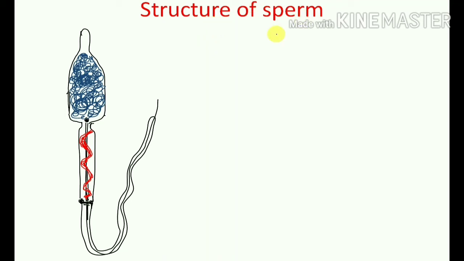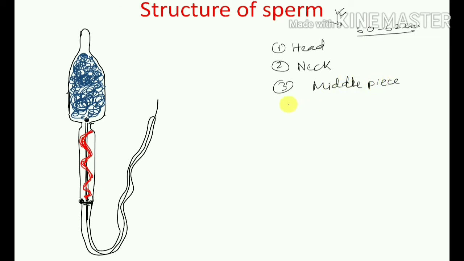In this video, I will discuss the structure of the mature sperm. In human beings, the mature sperm is 60 to 62 micrometer in length, and there are four parts of the mature sperm. The first is the head, the second part is the neck, the third part is the middle piece, and the last one is the tail.